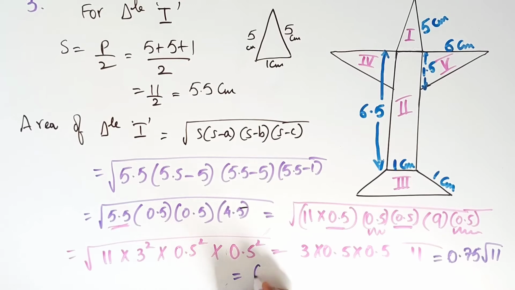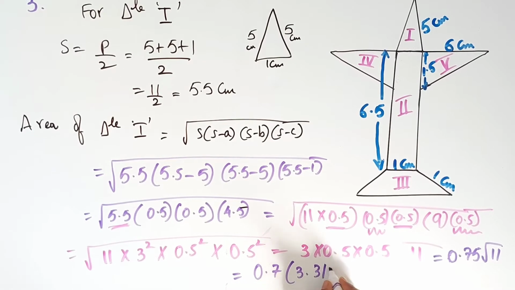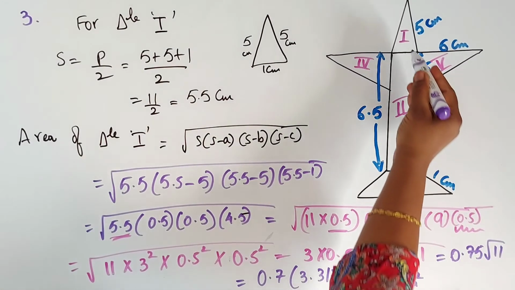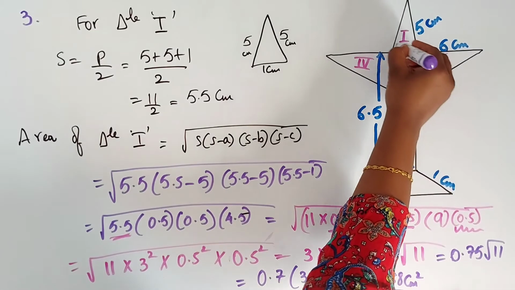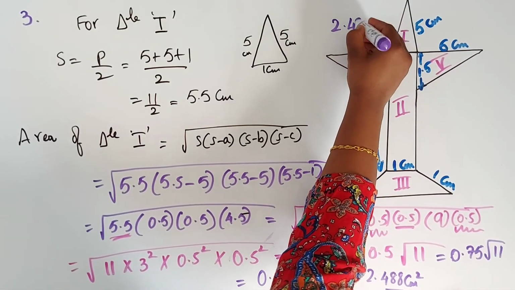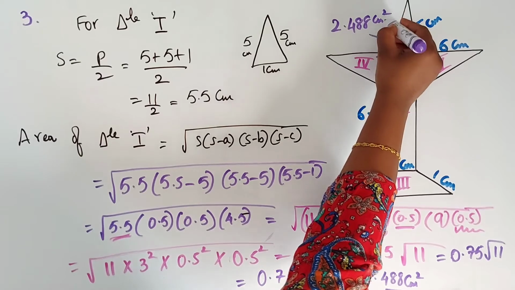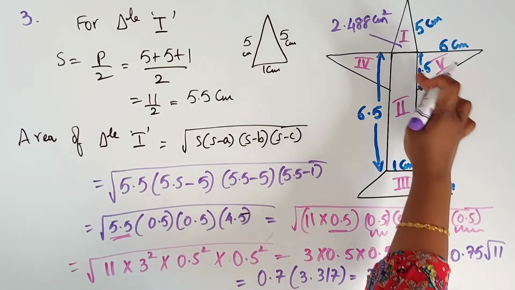So that is equal to 0.75 into 3.317. That is 2.488 centimeter square, children, approximately. So this first triangle area, children, that is 2.488 centimeter square. Now we'll find out the second part.